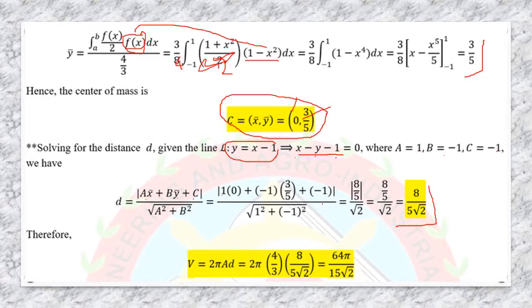Okay, so substituting to the volume formula of the first theorem of Pappus, we have V equals to 2 pi times A d.